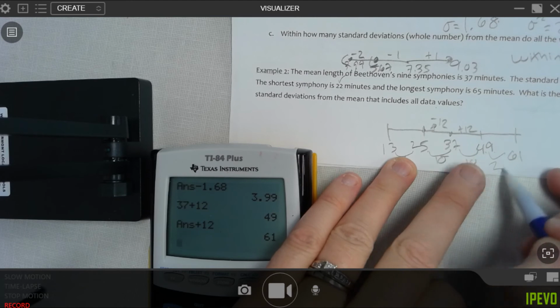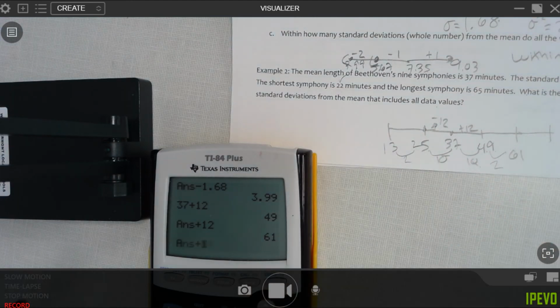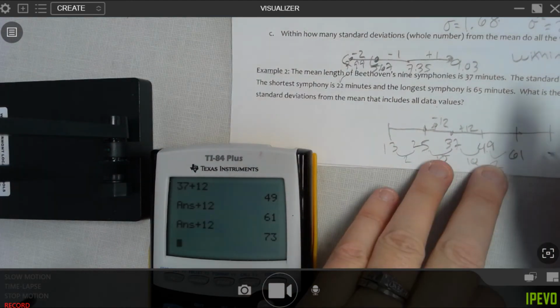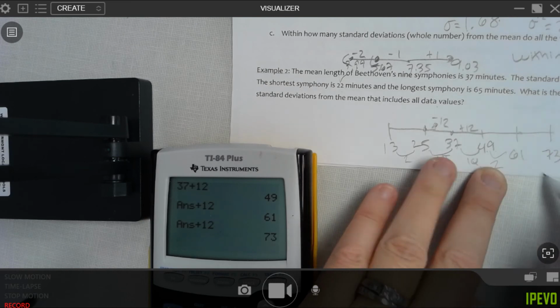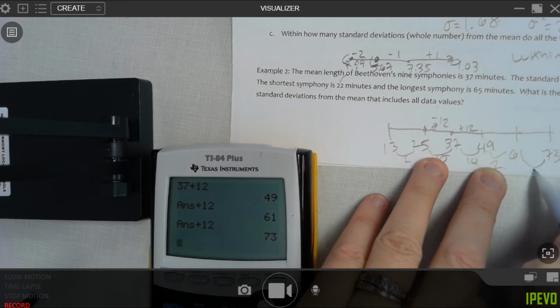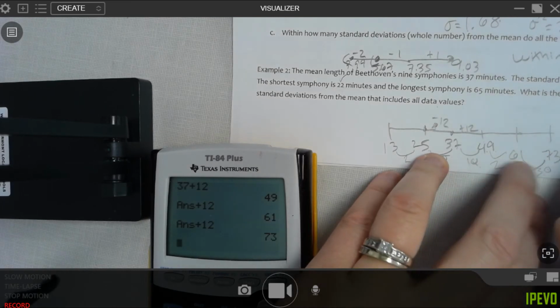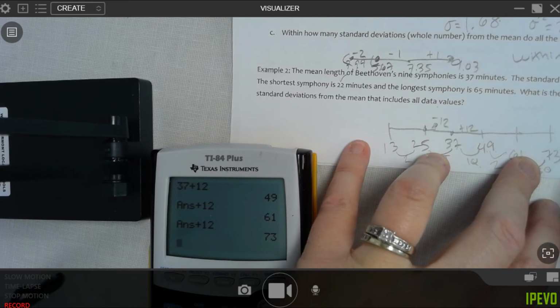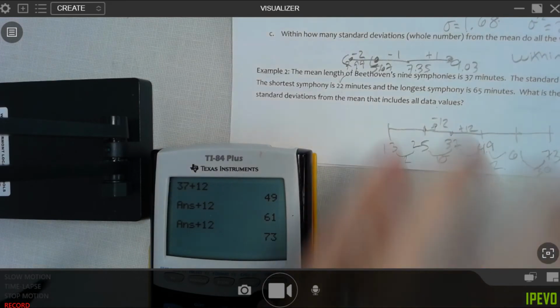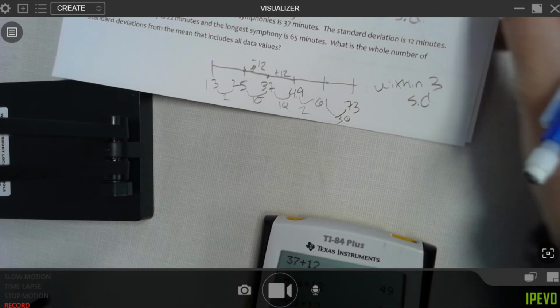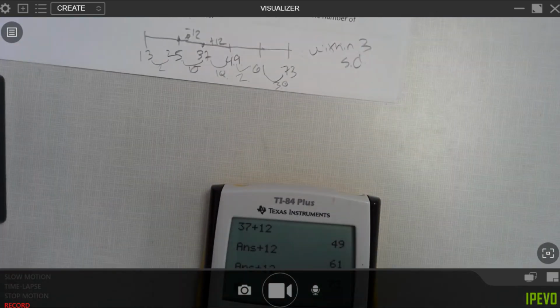So this is 2. So I need to do it one more time right there. And so we get 73. And now it falls within it. So this is 3 standard deviations. So we would have to say within 3 standard deviations this time. Okay, so this one is 3 standard deviations.